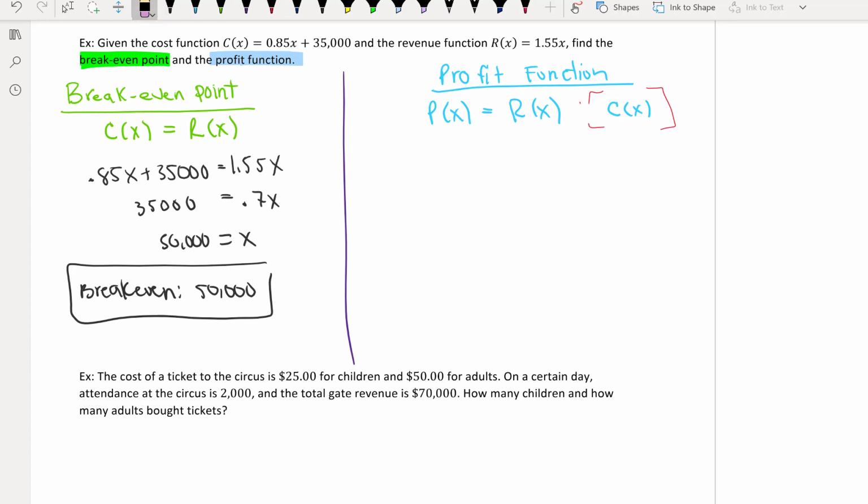Or you can just remember that you are going to subtract. Okay? So here we go, my profit function. P of x is equal to my revenue function, so that would be 1.55x minus my cost function, and that cost function was 0.85x plus that 35,000.